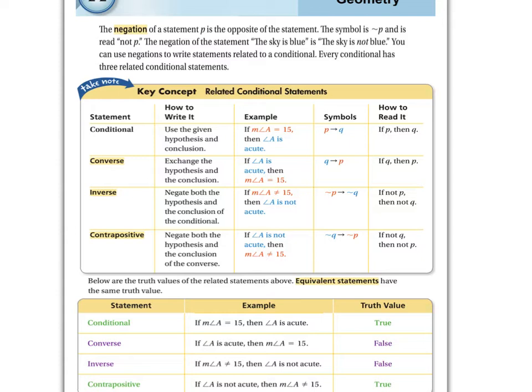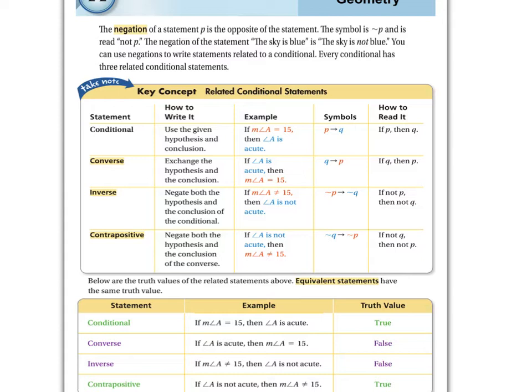Now, the converse. What I'm going to do with the converse is take the conditional and flip the hypothesis and the conclusion. So the converse says exchange the hypothesis and the conclusion. Now it's going to read: if angle A is acute, then the measure of angle A is 15. And here it's if Q, then P. Essentially with the converse, I'm just taking the conditional and flipping them.